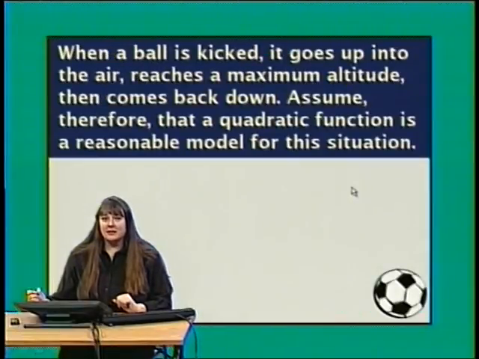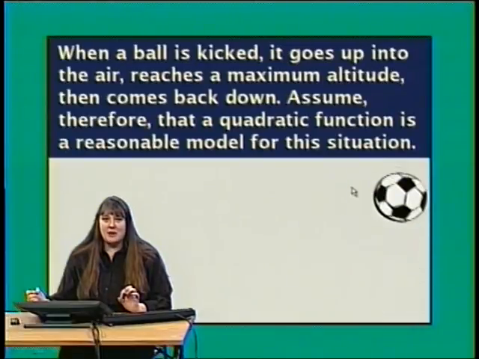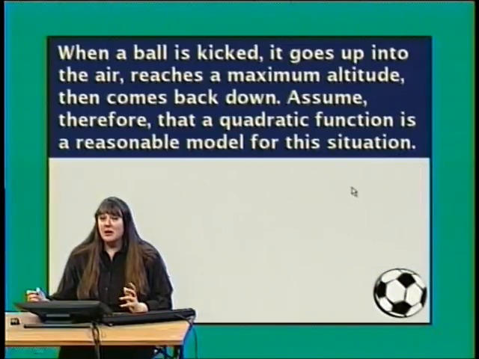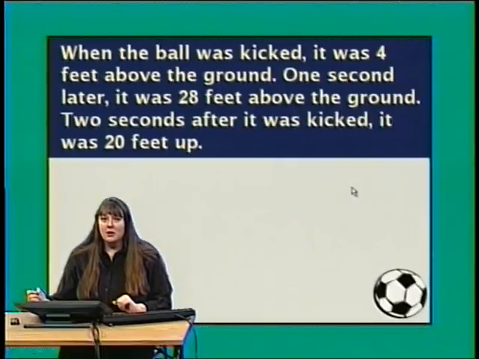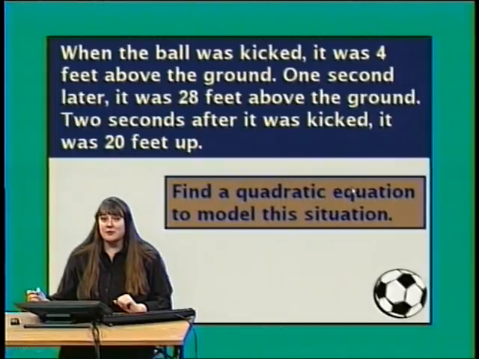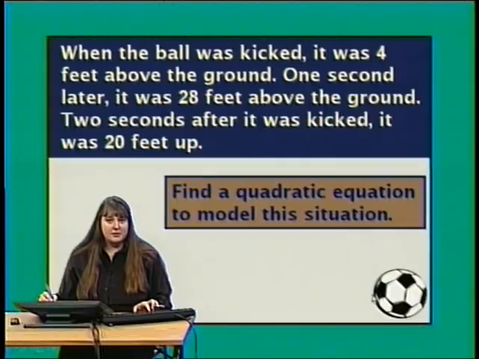When a ball is kicked, it goes up into the air, reaches a maximum altitude, then comes back down. Assume, therefore, that a quadratic function is a reasonable model for this situation. Newton actually used calculus to show that this is true. When the ball was kicked, it was 4 feet above the ground. 1 second later, it was 28 feet above the ground. 2 seconds after it was kicked, it was 20 feet up. So let's find a quadratic equation to model this situation.